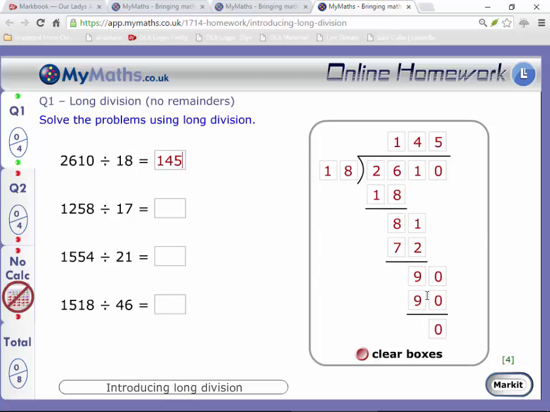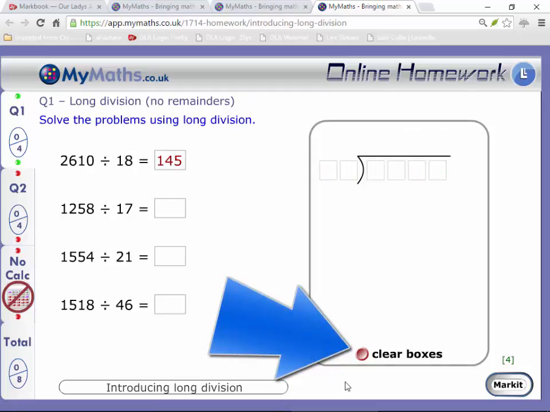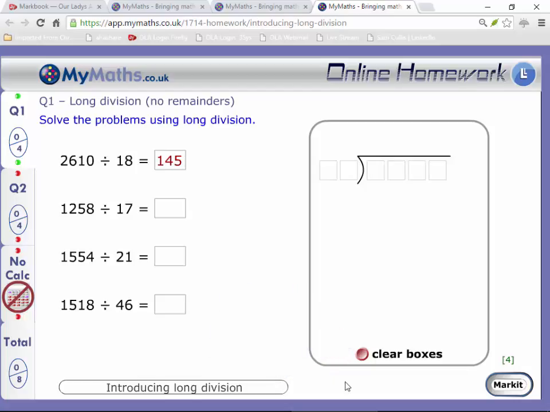Now we need to clear these boxes down to start with the next number. So I'm going to clear the boxes out now. Now remember, you don't have to use this scratch area on the right hand side to do your calculations. You can do them on a piece of paper with a pen on your own. You don't need to use this, but it does help.